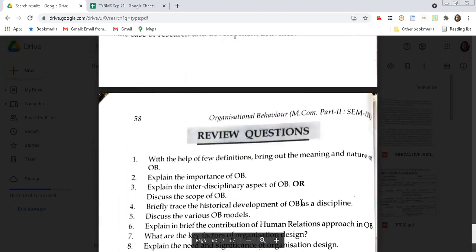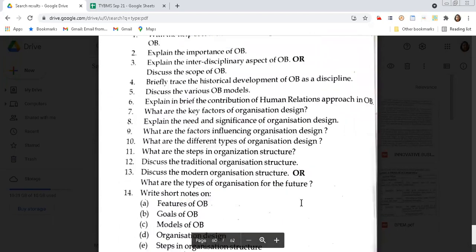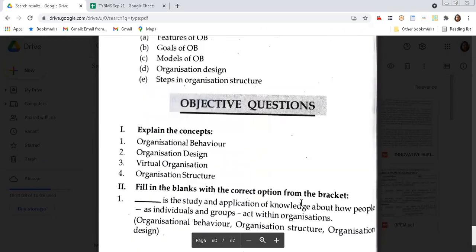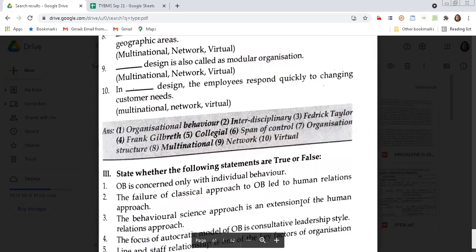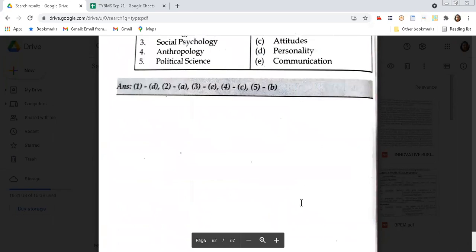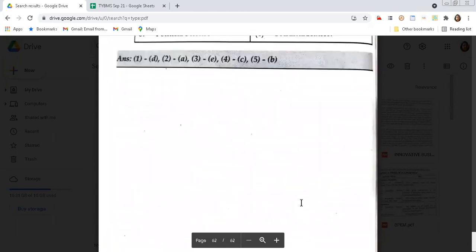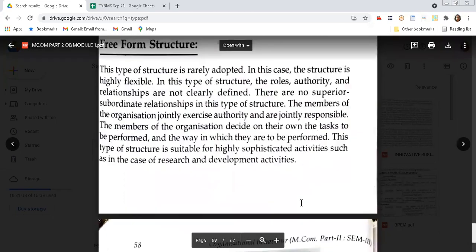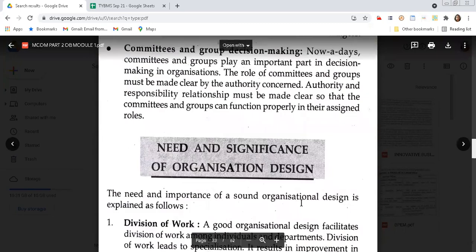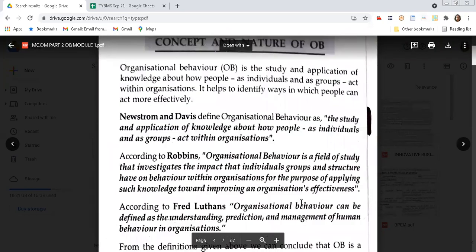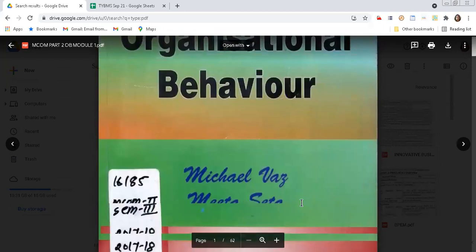Now, this is the end of this first module. Some questions are given at the back of the textbook. Objective questions are also given at the back of the textbook. I'll upload this PDF today itself in your Google Classroom. But before that, let's see whatever we have seen from the beginning. We will have a quick revision over here of this particular module.